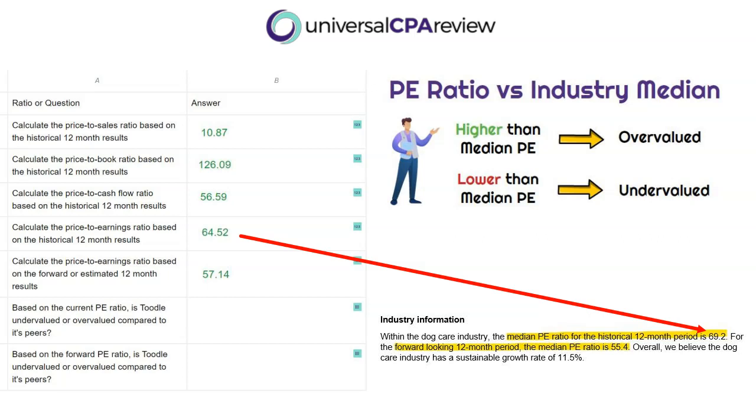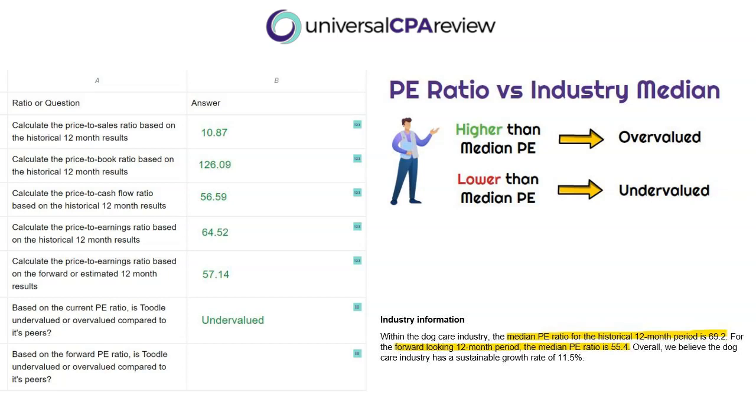Now, if the median PE ratio is 69.2, right, that is higher, which means that in general, Tootle, their market price, as compared to the earnings per share, it's a lower amount, right? So in a sense, we could say Tootle is undervalued, or it's not as expensive compared to its peers, right? So for that, it's going to be undervalued.